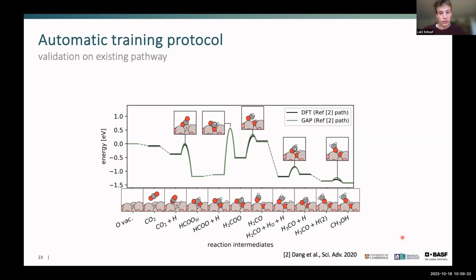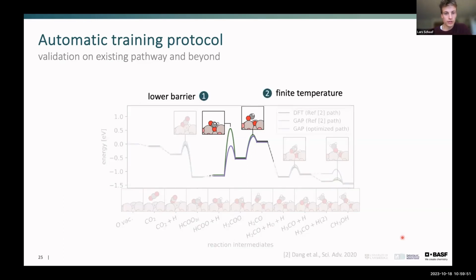So this is, of course, very nice, but more than that, we can now use our cheap method to try and find alternative reaction pathways, to find alternative adsorption sites, and maybe also look at some finite temperature effects, things that we couldn't do beforehand. And so that's what I'm going to talk about now. You can see that here we've found a pathway where we significantly reduce the barrier height. So that's the first thing I'm going to talk about. And then also a bit about finite temperature sampling.